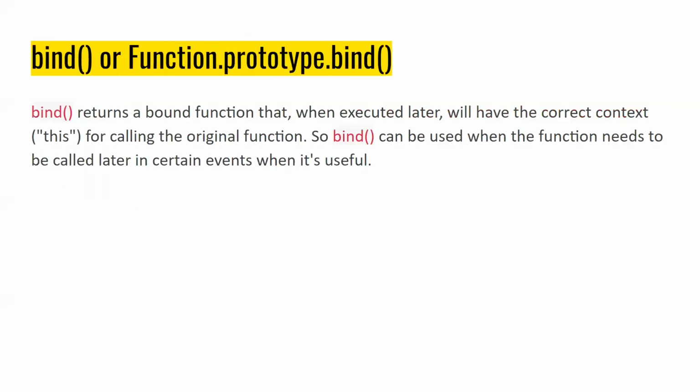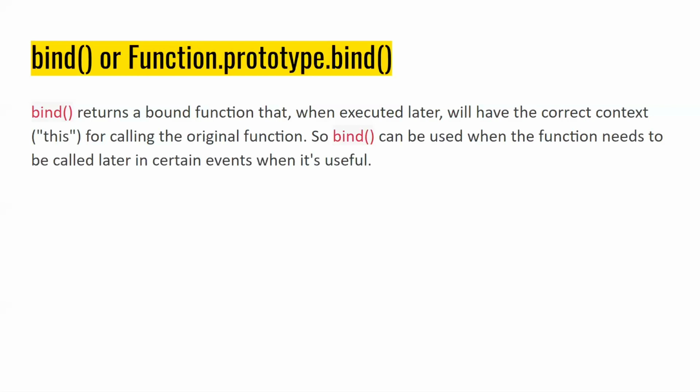So now we'll see in detail what is bind, or function.prototype.bind. As you all know that bind is a function, so we will always define it inside function.prototype. So bind returns a bound function. This we saw in our last video also for bind polyfill. It returns a bound function that when executed later will have the correct context of this. So bind can be used when the function needs to be called later in certain events.